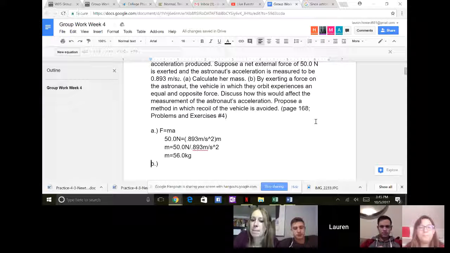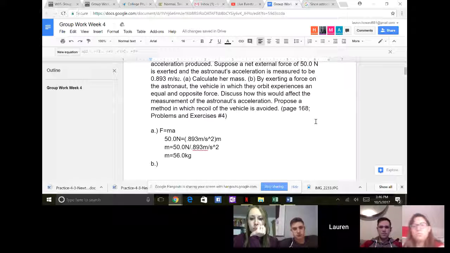So for part B, it says, by exerting a force on the astronaut, the vehicle in which they orbit experiences an equal and opposite force. Discuss how this would affect the measurement of the astronaut's acceleration and propose a method in which recoil of the vehicle is avoided. I was thinking it is going to have the same force, but because maybe the mass of the vehicle is different, it's going to have a different acceleration, like we talked about with the truck and the car. But I just don't know a method in which recoil of the vehicle could be avoided. Do you guys have any ideas about that?